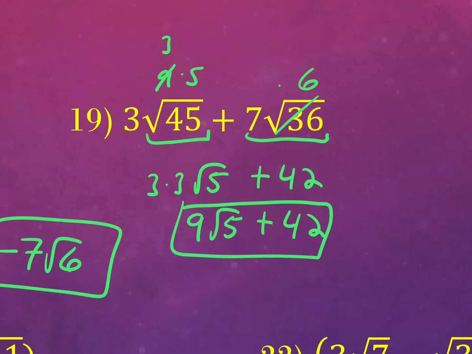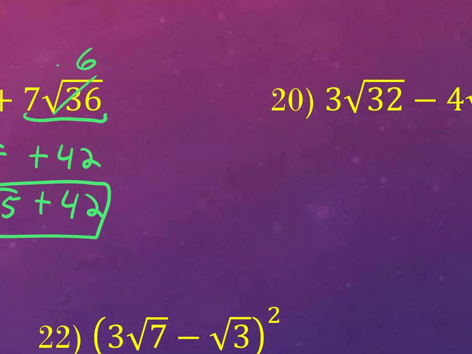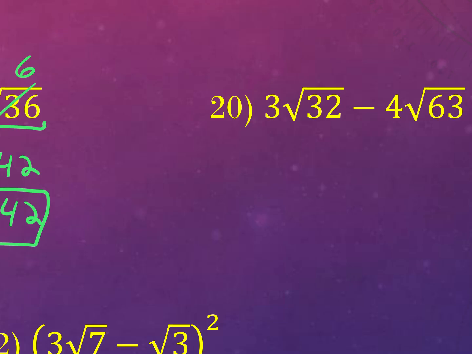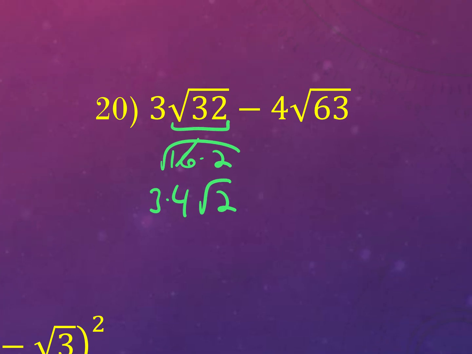Sometimes you get multiple terms in your final answer. That's perfectly fine. If they don't combine, don't force it. Same logic with this one, right? How did we simplify square root of 32? Okay, 16 and 2. And the square root of 16 is 4, so we get 4 square root of 2 times 3. So we get 12 square root of 2.